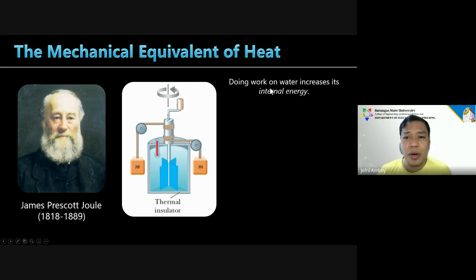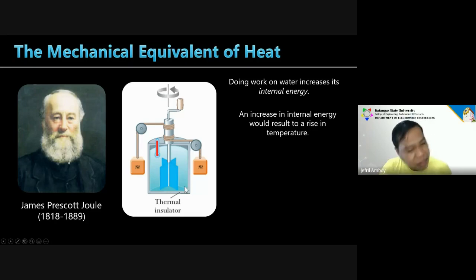Yes! Doing work on water would increase its internal energy. And as a consequence, pag tumaas ang kanyang internal energy, an increase in thermal energy would result in a rise in temperature. Paano niya ito nalaman? Naglagay siya ng thermometer, no? At napansin niya, kapag ang tubig na ito ay continuously hinalo, inistir mo ng inistir, na ang level ng thermometer ay tumataas, which indicates an increase in temperature.